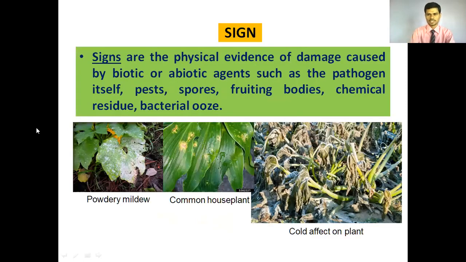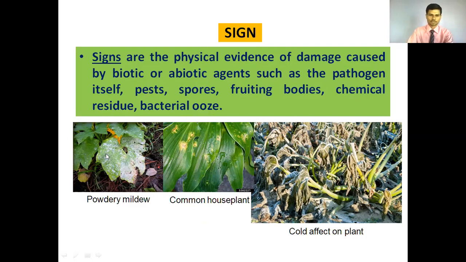Then after the symptoms, we'll see the signs. Signs are the physical evidence of the damage caused by a biotic or abiotic agent. Signs are the physical evidence, that means physical proof of damage caused by the biotic or abiotic agent, such as the pathogen itself, pests, spores, protein bodies, chemical residues, or bacterial ooze.